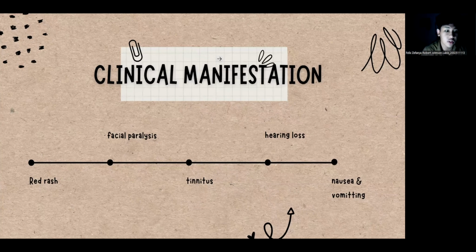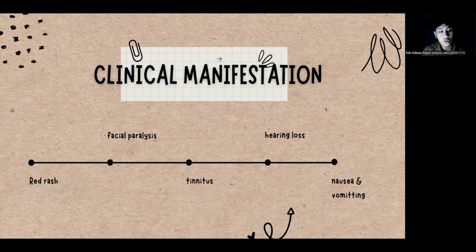The second one is facial paralysis on the affected side, which makes it difficult for the sufferer to close one eye, eat, and make facial movements. The appearance of the rash and facial paralysis usually occurs only on one side, and it usually occurs simultaneously. However, in some cases, facial paralysis is not accompanied by a rash.